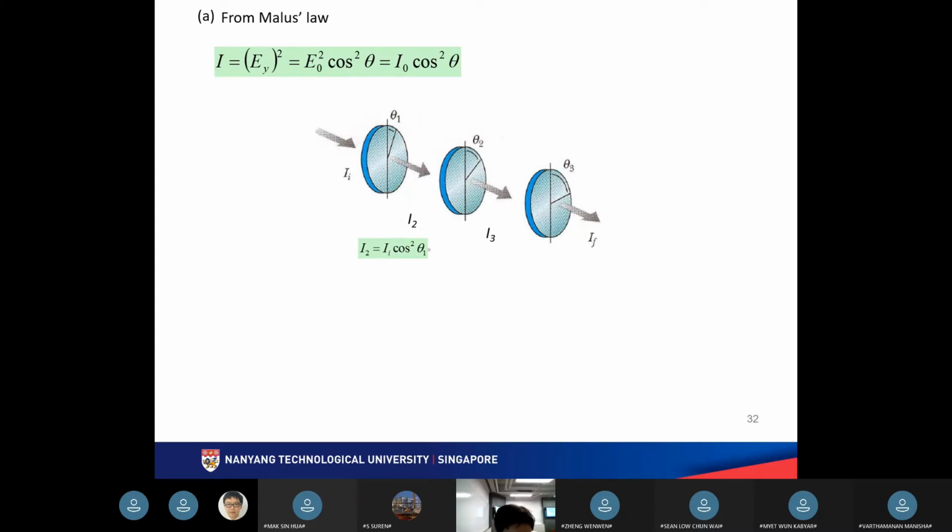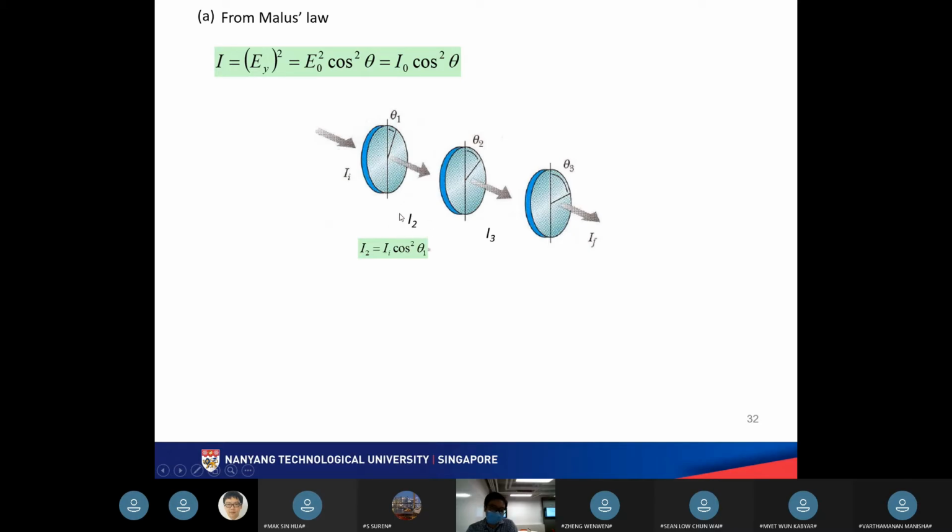So any idea, student team? What I'm asking is what's the relationship between I2 and I3? So should I3 equal I2 times cosine theta 2 squared, or something different? What do you think? Now, what we should do is try to find out the angle between the incident light and the transmission axis of the polarizer. So what's the direction of I2?